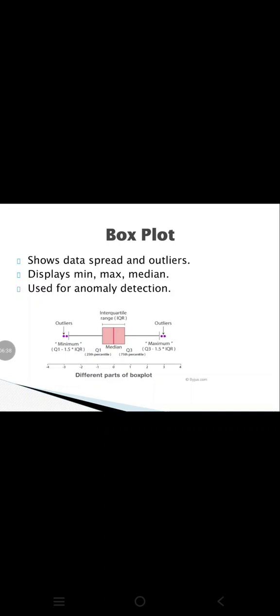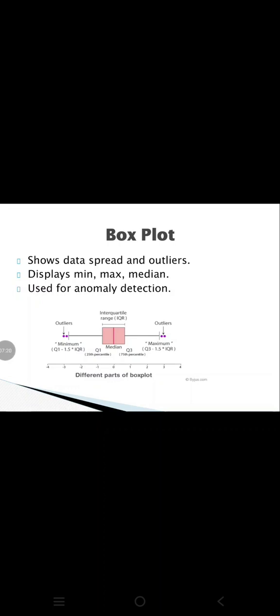The box in the diagram represents the interquartile range, which is the range between the first quartile and the third quartile, that is Q1 and Q3. Q1 is also called the 25th percentile, indicates that 25% of the data lies below this value. Q3, also called the 75th percentile, indicates that 75% of the data lies below this value. The line inside the box represents the median, which is the middle value of the dataset. The whiskers extend from the box to the minimum and maximum values within the range of 1.5 times the IQR. IQR is nothing but the interquartile range.